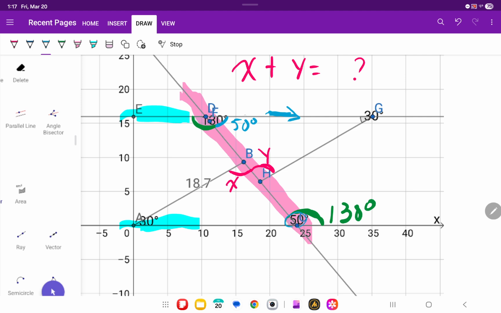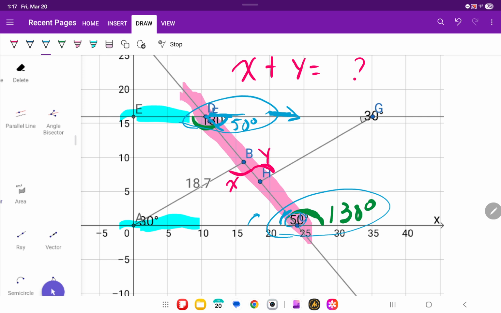And again, these are alternate interior angles. So this is on the inside of this line. This is on the inside of this line. They are on alternating sides. This is on the right side of the transversal, and this one is on the left side of the transversal. And again, we can see that these are both 50 degrees, and that this is a supplemental set, and this is a supplemental set. Okay.